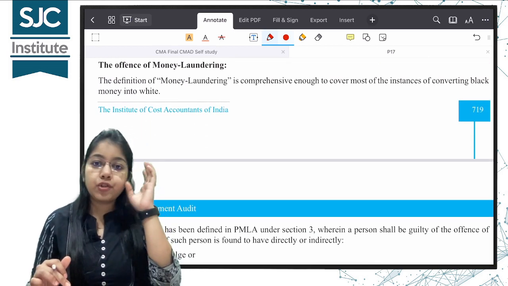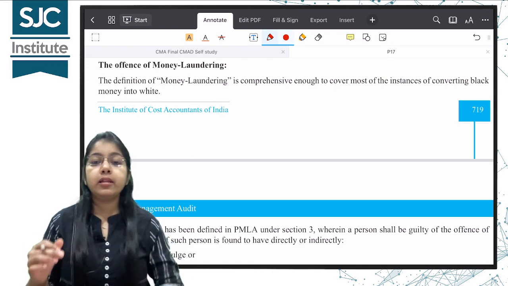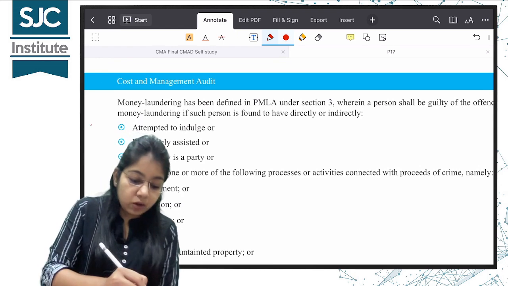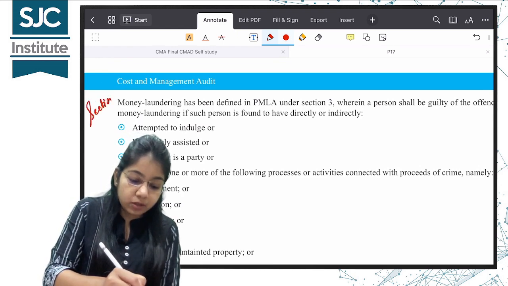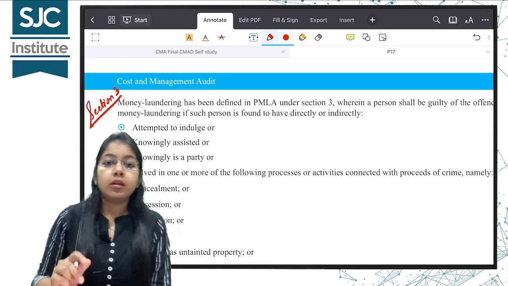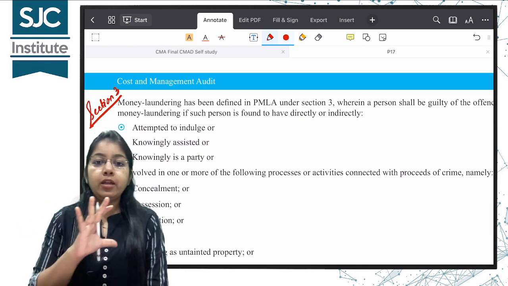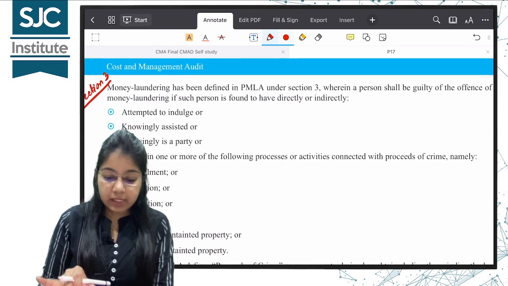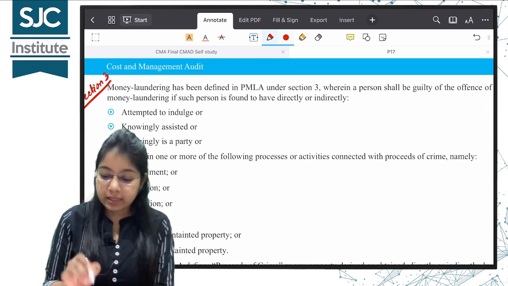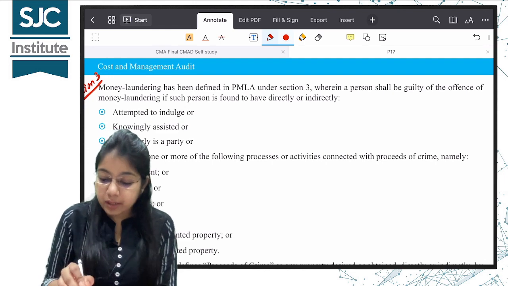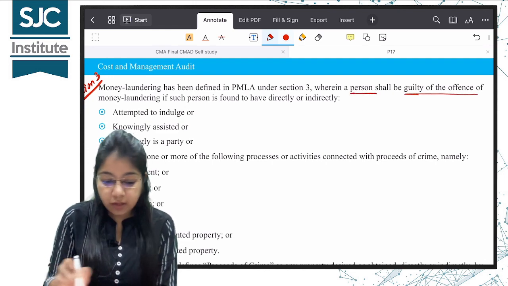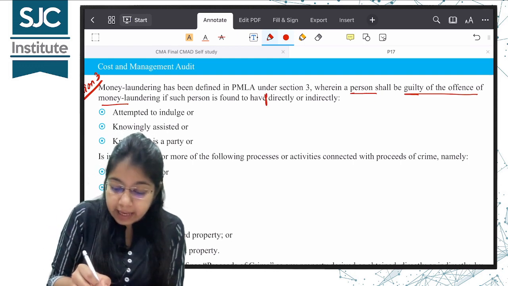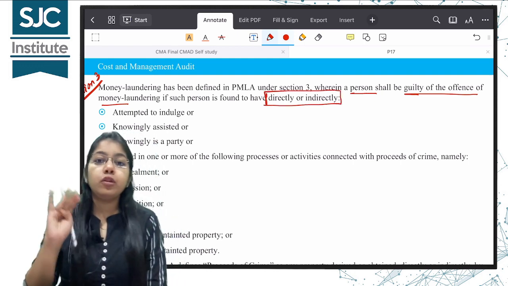We have already studied the general definition of money laundering. Now, let's study the definition which is given in the act. So, Section 3 of the Money Laundering Act defines what is money laundering. Very interesting and very laid out definition has been given. Money laundering has been defined in PMLA under Section 3, wherein a person shall be guilty of the offence of money laundering if such person is found to have directly or indirectly committed four things.